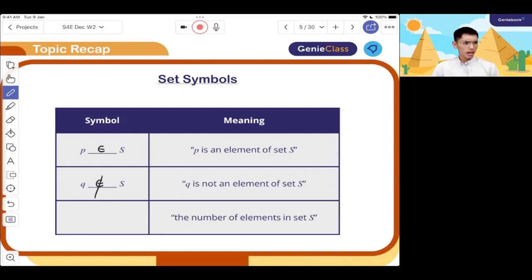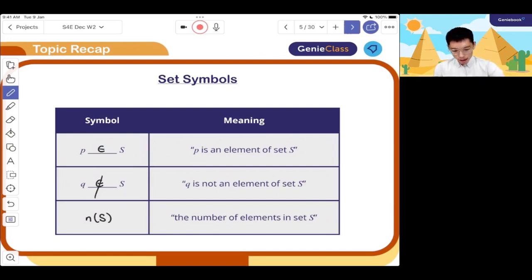Seems like everyone knows, but you're scared to answer. Don't worry, if you know your stuff, you can just type it out. When we write the number of elements in set S, it is the notion of n, and then the normal curved brackets before we write the capital S. That is how we write the number of elements in set S.